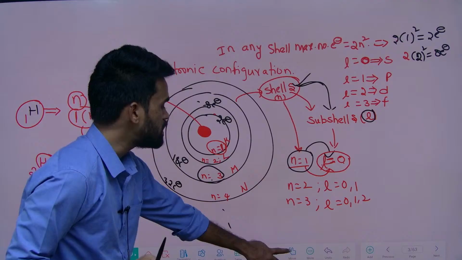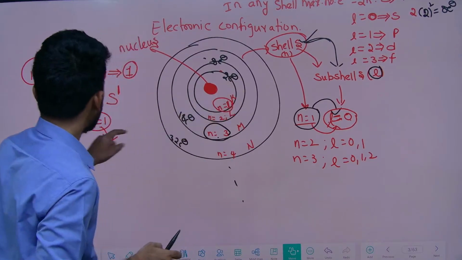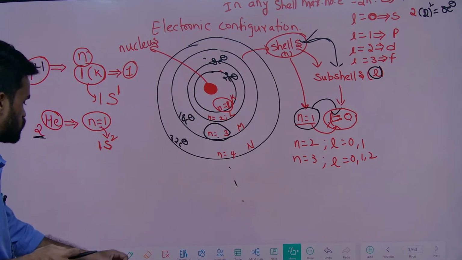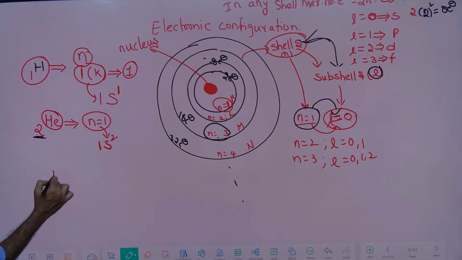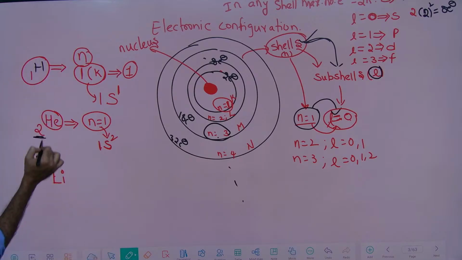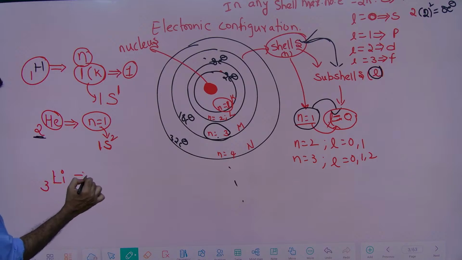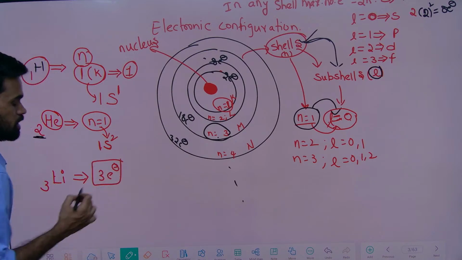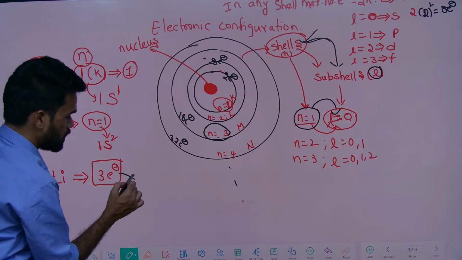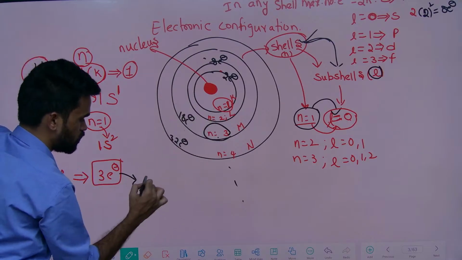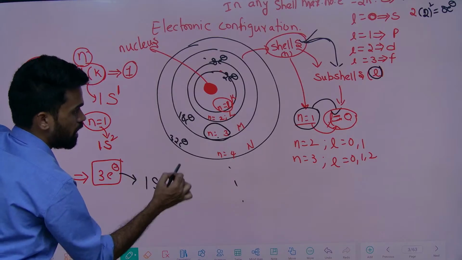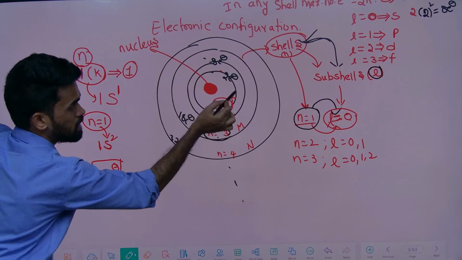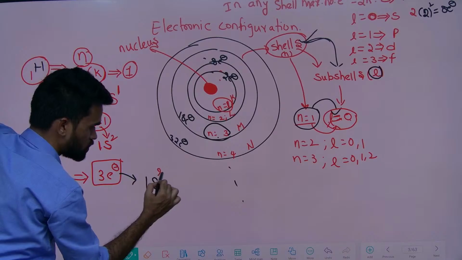So where are these 2 electrons present? In the 1s orbital, like 1s2. Next, lithium, after hydrogen and helium, with atomic number 3. So how many electrons do we have in lithium? 3 electrons. Now how can you write it? First n equals 1, so 1s. How many can we fill? A maximum of 2 electrons only. So 1s2.